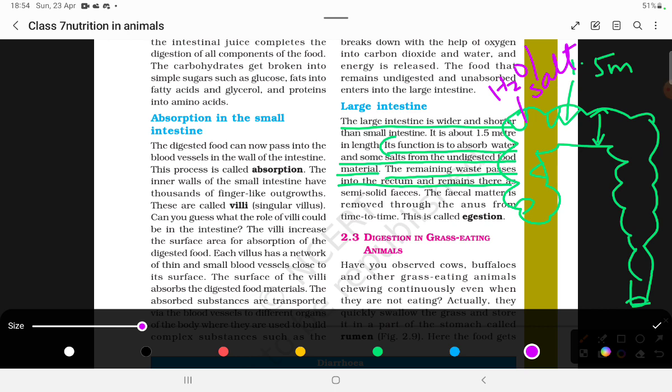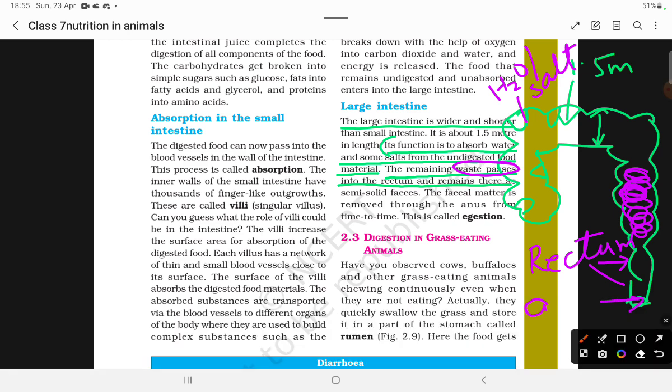Now the remaining fecal matter, the waste which is passing, is passing through the large intestine, and this area is the rectum. Here it gets stored. The fecal matter is removed through the anus. So this part is the anus, the last part.